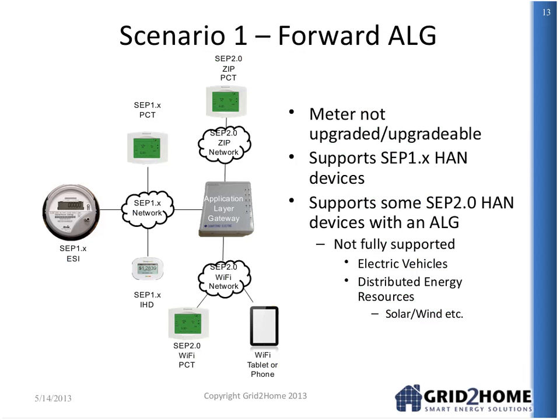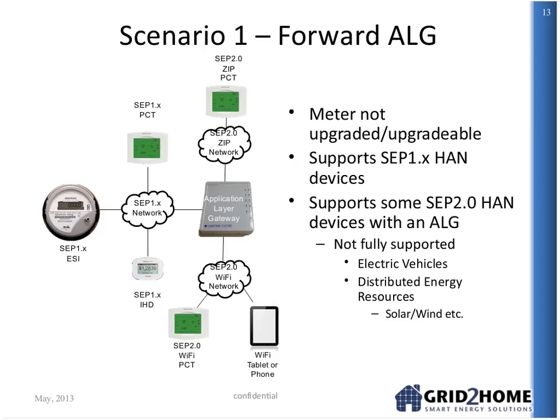Okay, so scenario one, the forward ALG. On the left-hand side, you've got a SEP1 meter, you've got a SEP1 HAN, and you've got SEP1 HAN devices. The example there, I've just shown a PCT and an in-home display. Then if you add the application layer gateway, which converts between SEP1 and SEP2, you could add, on the top there, a ZigBee device and a ZigBee network. On the bottom side, it shows Wi-Fi as an example.